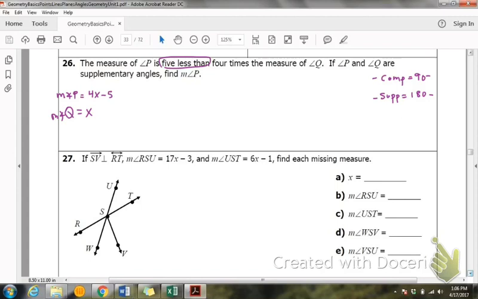It says they are supplementary, which means I'm going to add these two angles together and set them equal to 180. When you have one of these problems, one of the angles will always be x, the one that you know nothing about, and then you'll use the description to find an expression for the other one. Okay?